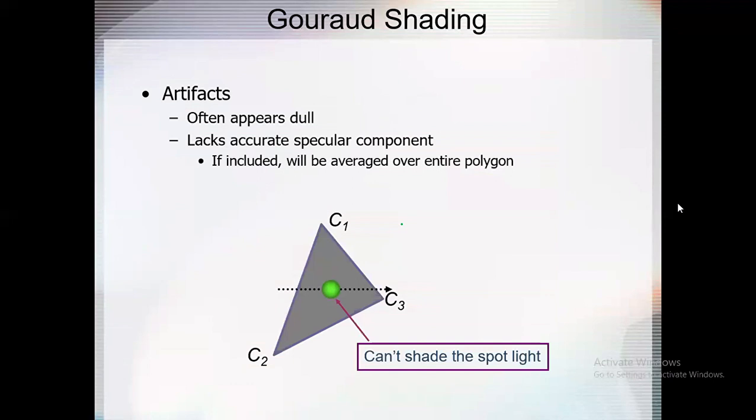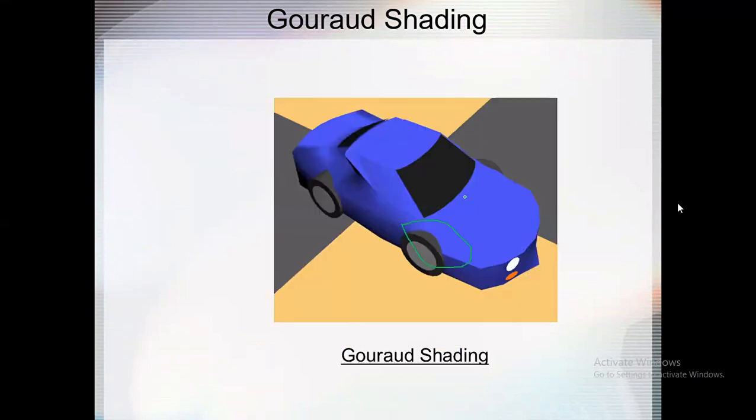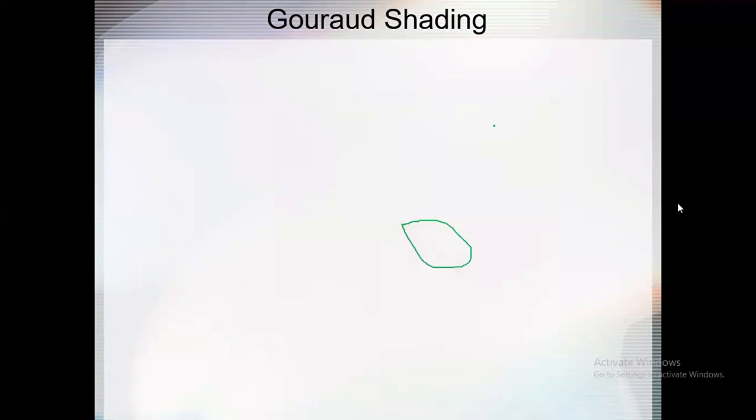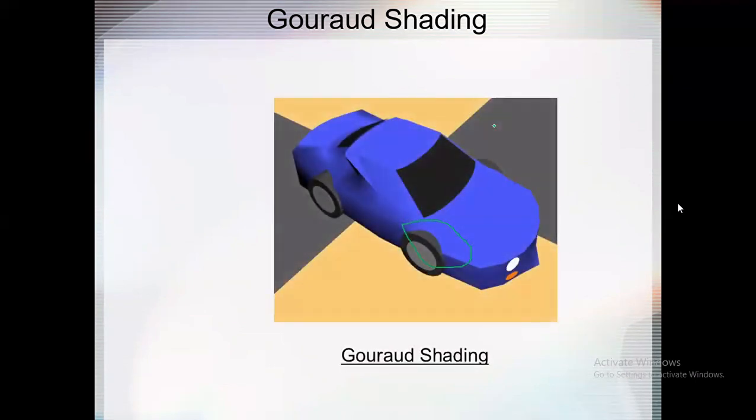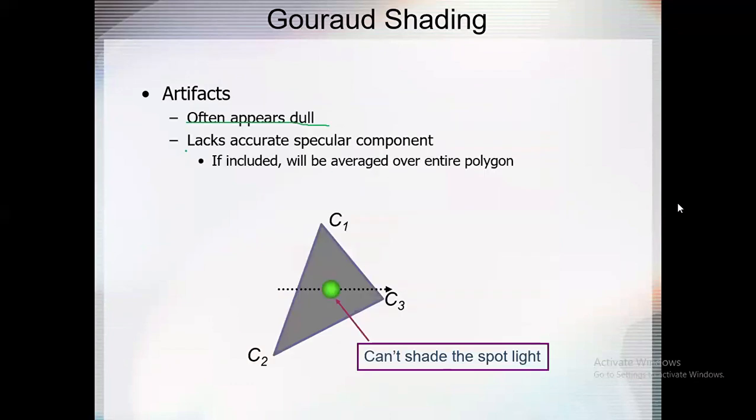Now come the artifact. প্রবলেমটা কোথায়? প্রবলেমটা হচ্ছে, often appears dull. You can see the dull, the windshieldটা দেখো একটু ডাল আসতেছে, ঠিক আছে? So what actually it happens? The lack of accurate specular component. This is important. Why?